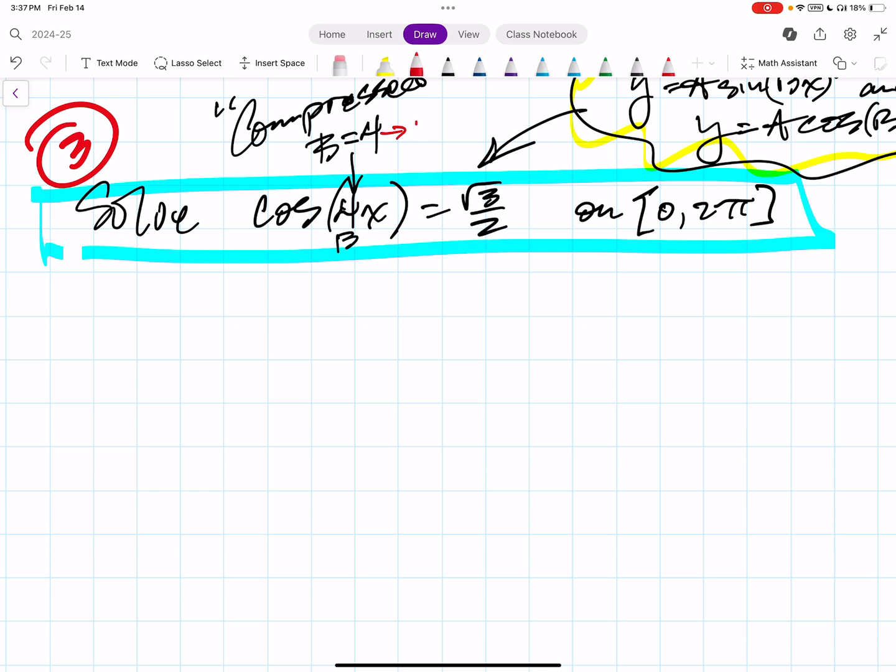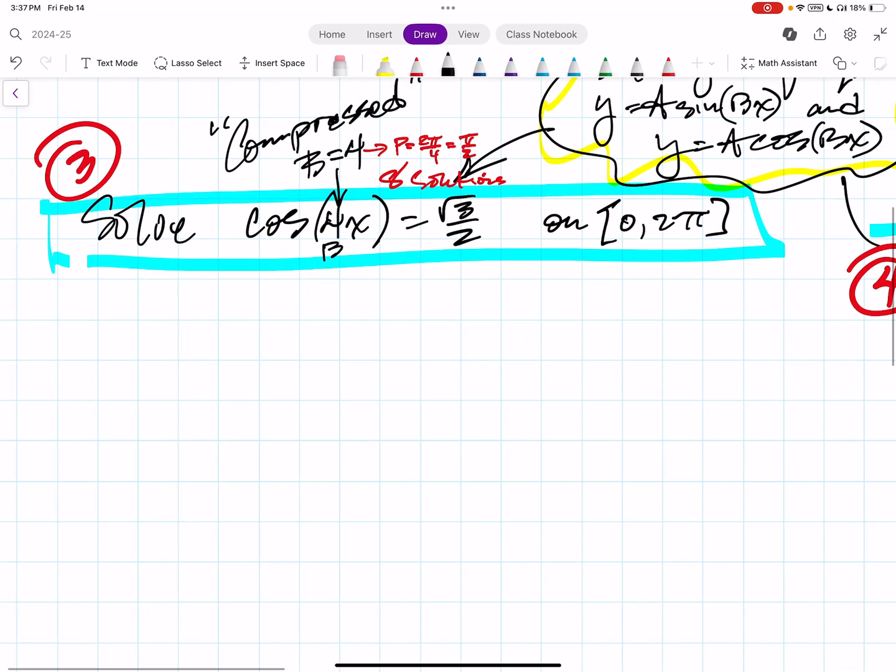If b is 4, the period is 2 pi divided by 4, that's pi halves. So it's a compression. We're going to have 8 solutions here, 4 times 2 is 8. We're going to have 4 times as many solutions because this thing oscillates 4 times from 0 to 2 pi. And if you don't see it, well, graph it, you'll see it. The first thing we do is take the inverse cosine.